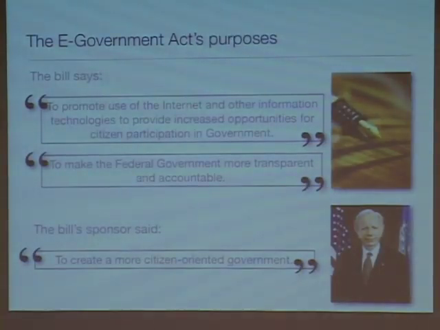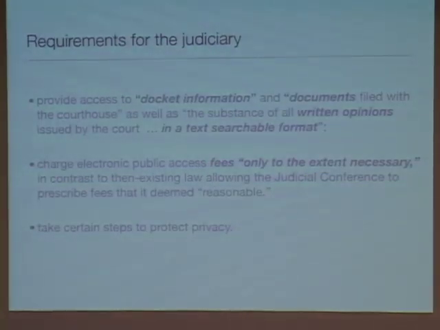And there were obviously a lot of purposes to this act, but if you look through the legislative history and the conference reports and the speeches that were given on the floor of Congress, there definitely was a strong undercurrent of public access, that the purpose of this bill was to improve citizen participation, transparency and accountability, to create a citizen-oriented government. So this was a strong thrust of the bill, and we're going to focus on the requirements that are particular to the judiciary. There was one particular section, Section 205 of the bill. There were a number of requirements, but you can distill the main requirements into three main points.